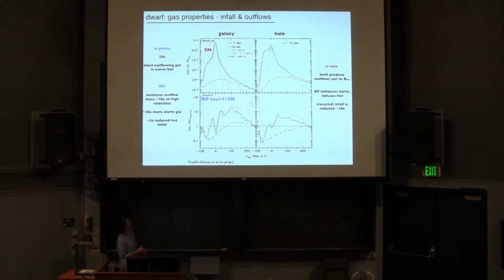So quickly, if you look at the properties of the outflows and the inflows, on top I have the mass-weighted distribution of gas at different temperatures in the supernova model, inside the galaxy and inside the halo. And here I have the ratio of the fiducial radiation pressure to the supernovae case. We see a very large enhancement of about a factor of 10 in the warm gas outflows, and a decrease in the hot gas, as well as an increase in the amount of warm gas that comes back and is recycled.